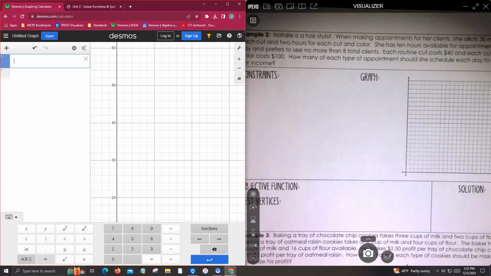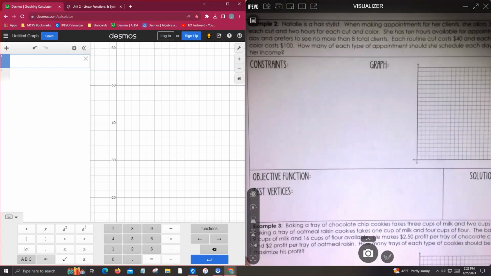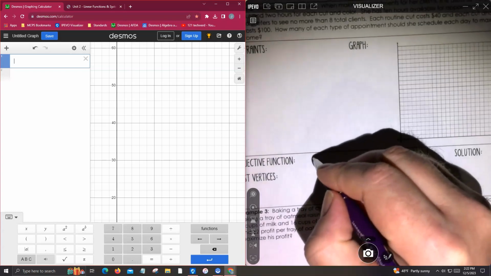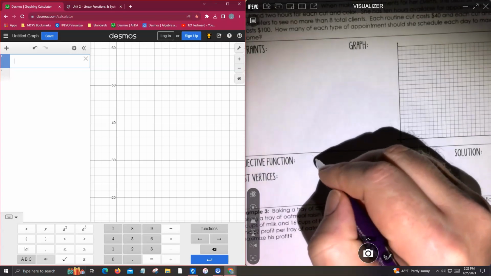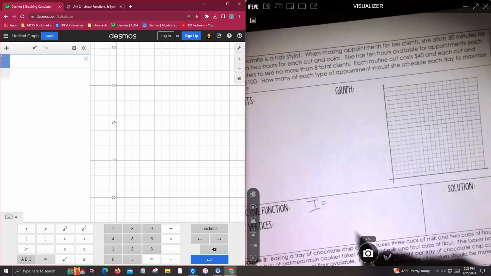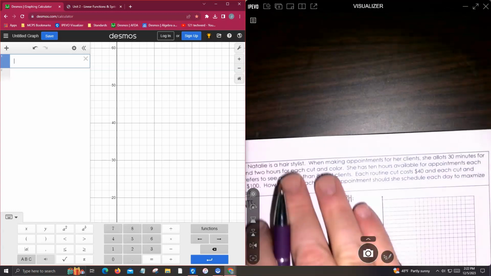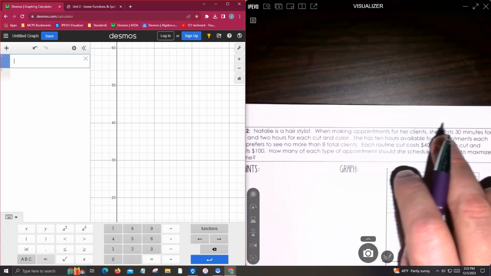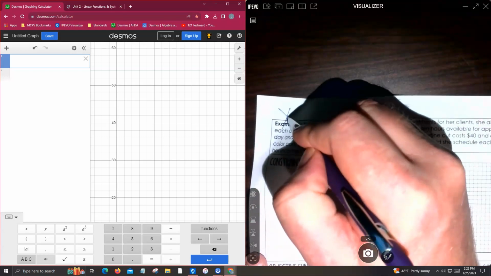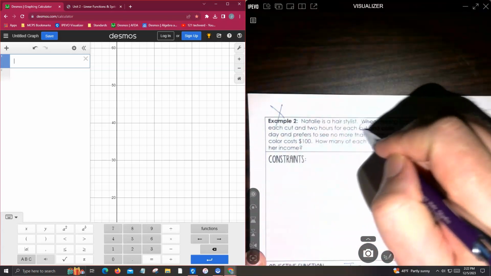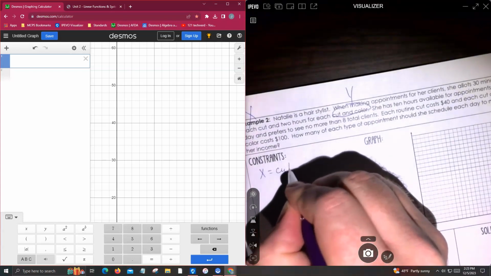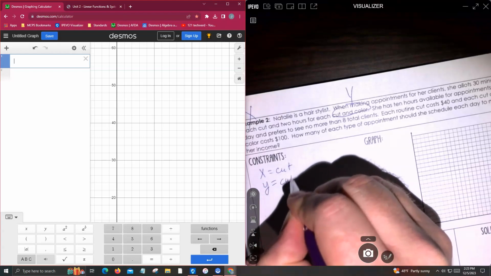Okay, so maximizing profits again. We can do the easy one down here: her objective, her income, which we can call I. Her income, she makes $40. And what's the first thing listed? She makes appointments for her clients and allots 30 minutes for each cut, so that's your X. And cut and color, that's your Y. So X is cut, Y is cut and color.